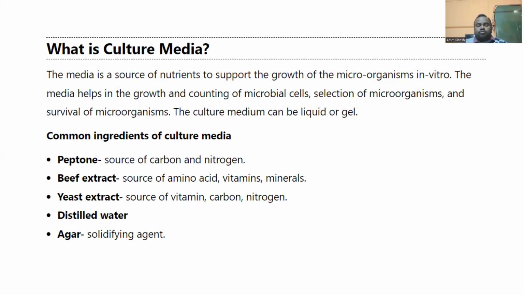Now we need to understand what the common ingredients of culture media are. Culture media often consists of peptone, beef extract, yeast extract, distilled water, and agar. Here we will learn one by one the role of these compositions. Why is peptone used in culture media? It is the source of carbon and nitrogen. Beef extract is the source of amino acids, vitamins, and minerals. What is the role of yeast extract? It is a source of vitamins, carbon, and nitrogen. We need distilled water, and also agar. Agar is the solidifying agent. These are the common ingredients of culture media.